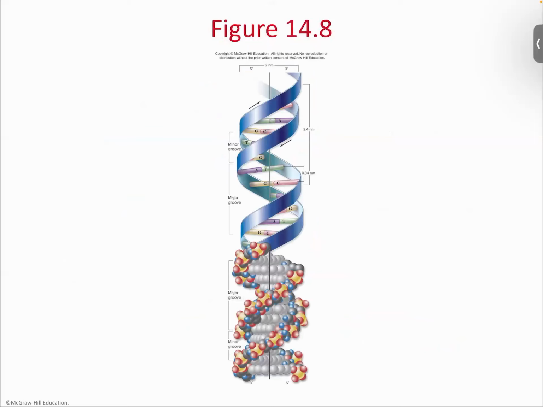So here's your DNA molecule. Now you can see Rosalind figured out 2 nanometers here, a 3.4 nanometer total turn. And then of course you've got Chargaff's rule pairing up the 2 complements to each other in between to complete your double helix.